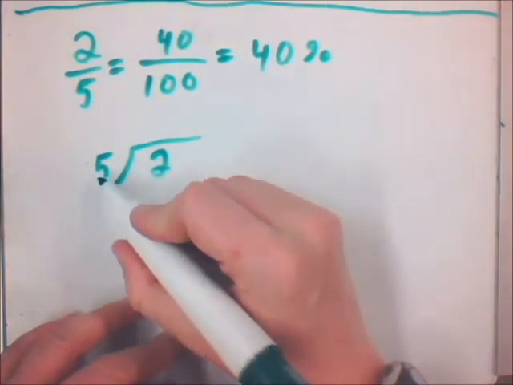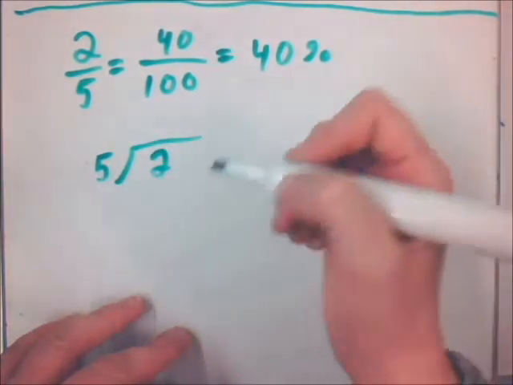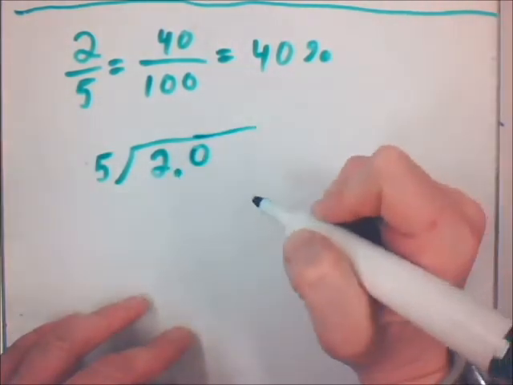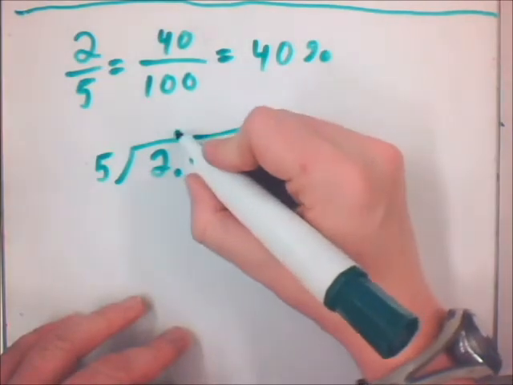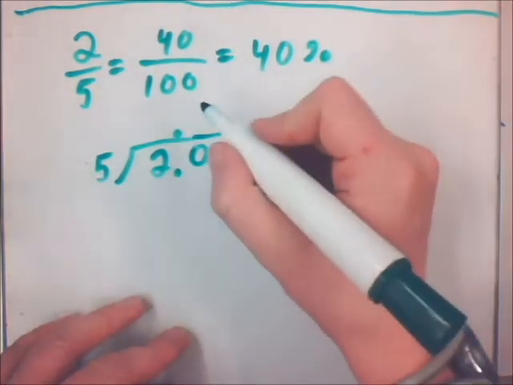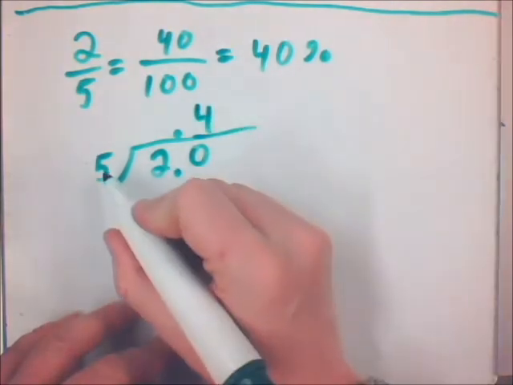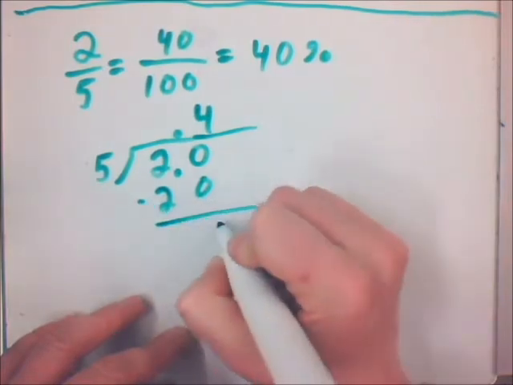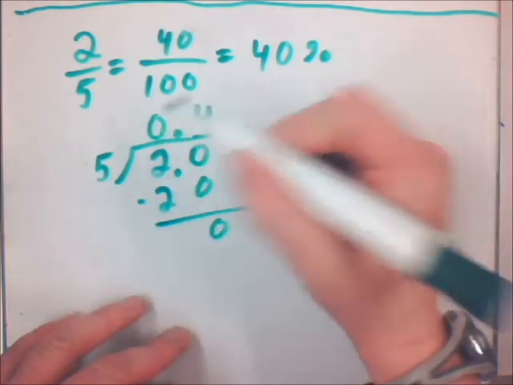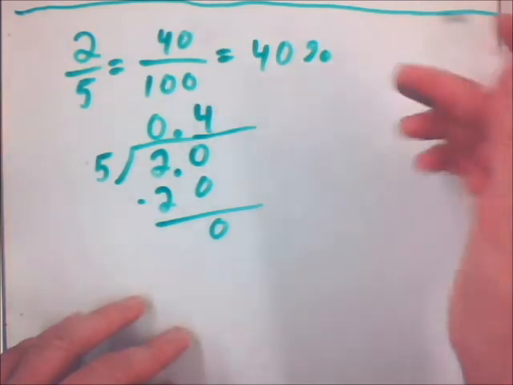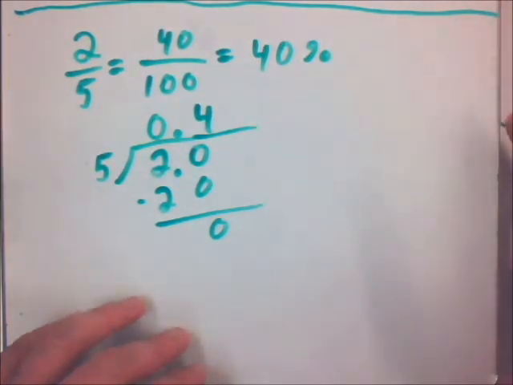When I divide, 5 doesn't divide into 2, so I have to add a 0. And of course I have to put a decimal first. I move the decimal up to the top, and then I go 5 divided into 20. And that is 4. To finish it off, 5 times 4 is 20. I subtract, and I have 0 remainder. So the answer is 0.4. It's not a percent yet, though, so we have to keep going.